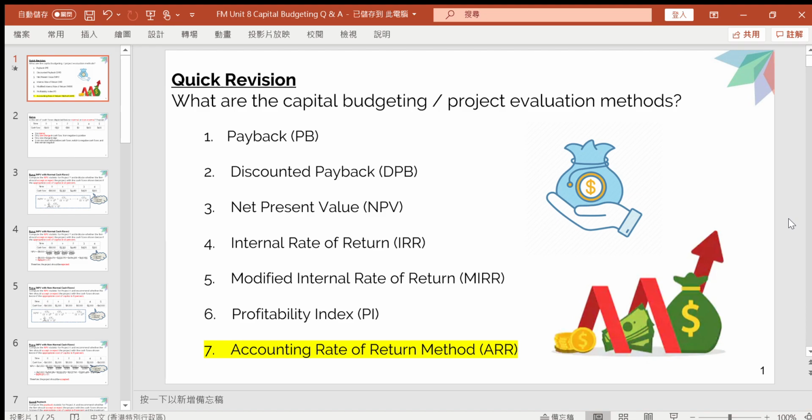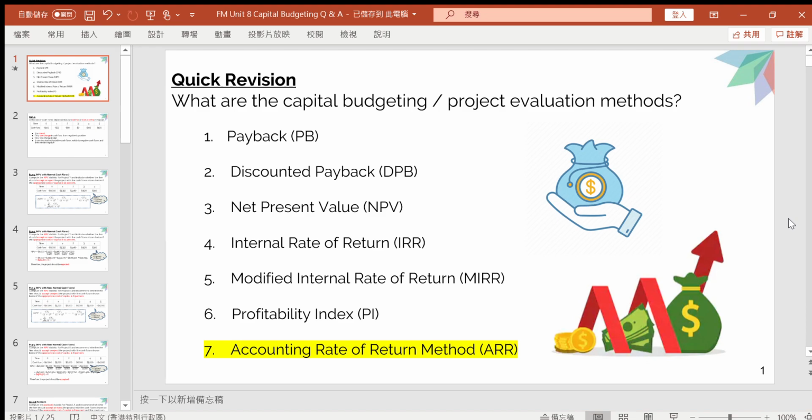The other name for capital budgeting is the project evaluation method. That is used to evaluate some of the long-term investments of the company. And that's why we have different kinds of methods that can help us make the right decisions.